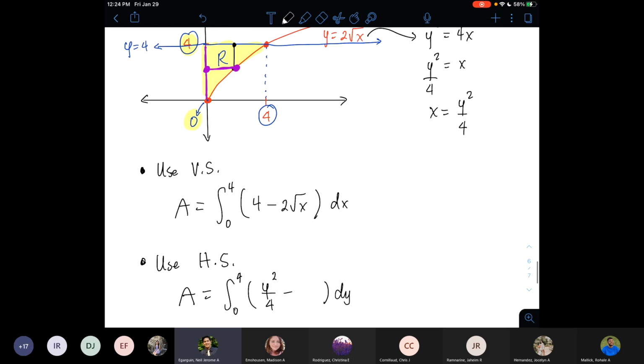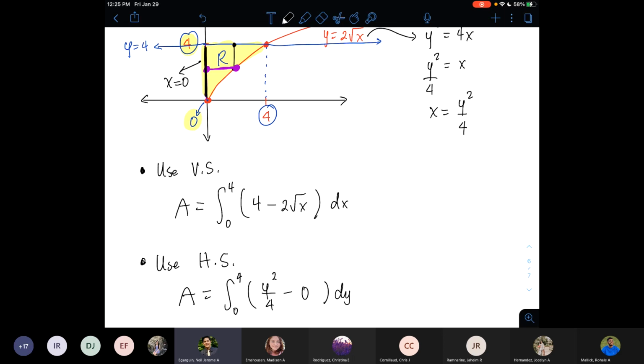Minus the left function. What is the left function? The left function is the y-axis. What's the equation of the y-axis? Do you guys remember? 0. Right, it's x equals 0. So the subtrahend here is 0.